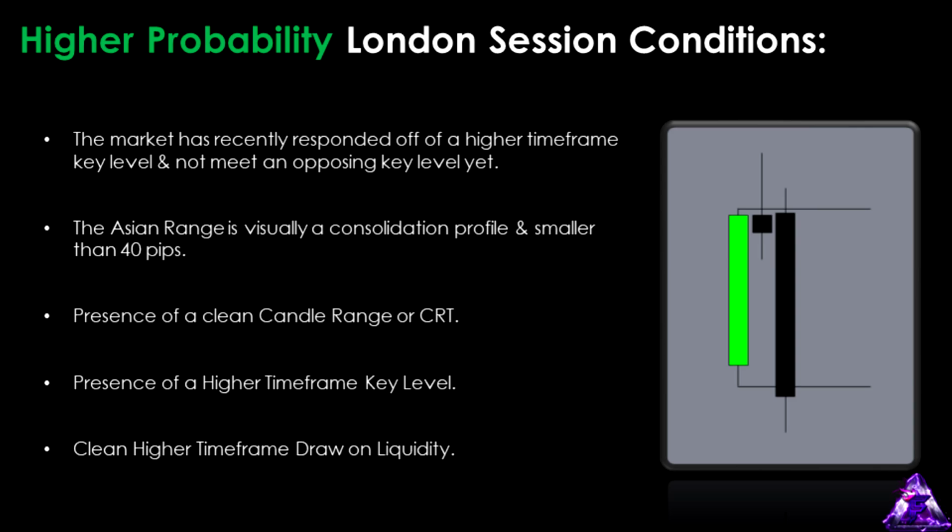Another high probability condition is the presence of a higher time frame key level. A daily, 4-hour, or weekly key level adds significant weight to our setups, especially when price is interacting with or approaching that level. And last, but definitely not least, the one I always talk about, is a clean higher time frame draw on liquidity. If there's a clear liquidity draw visible on the higher time frames, then the London kill zone becomes an ideal session to trade.